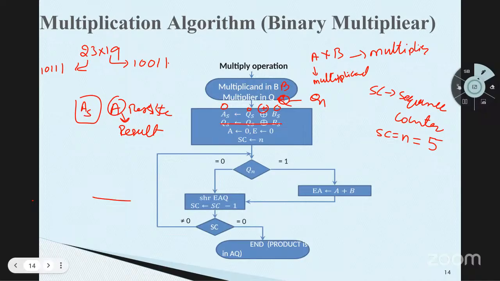Next, ఇందులో this is initially, this indicates Qn. That indicates Qn. What is the value of Qn? 1 or 0 na? ఇక్కడ what is the Qn value?